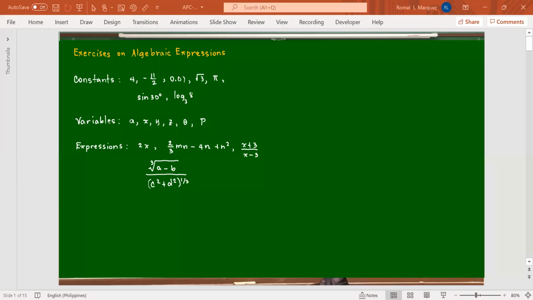So I'll just repeat now. So, exercises on algebraic expressions. Again, we say that in mathematics, there are two important quantities, especially in algebra, no? These are constants and variables.